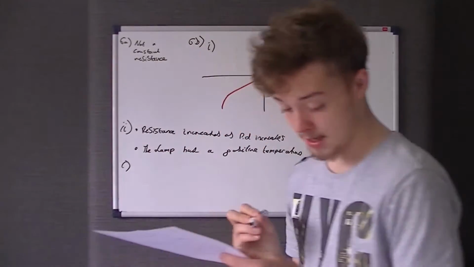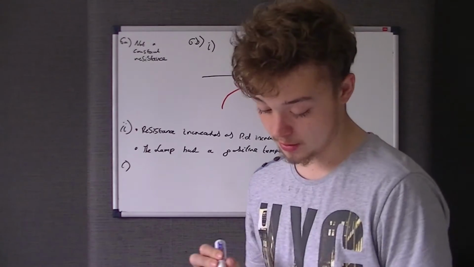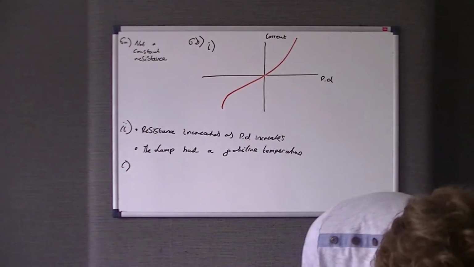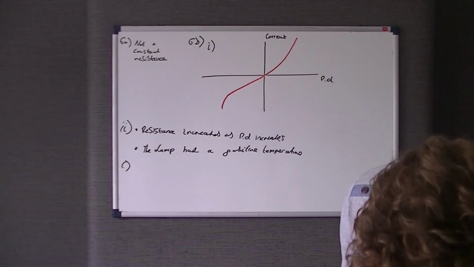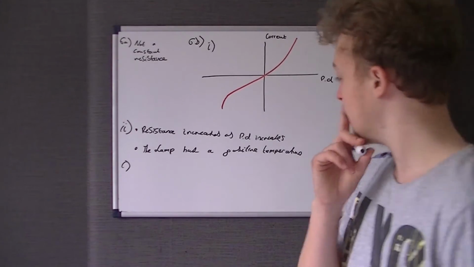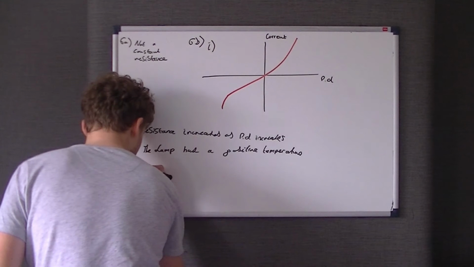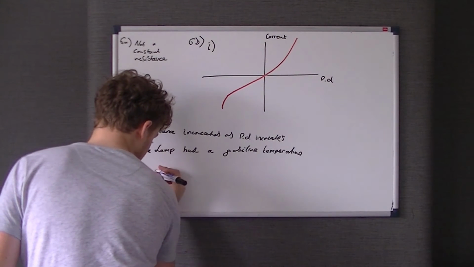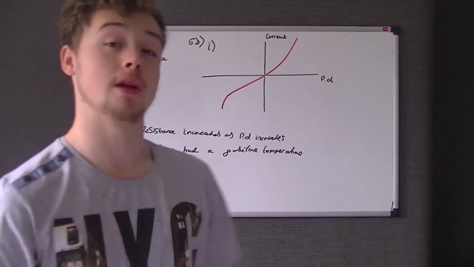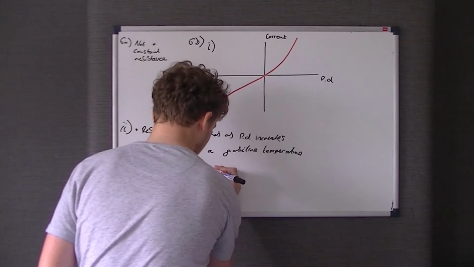So 6c says a filament lamp has a power rating of 36 watts when there is a potential difference across its terminals of 12 volts. So it's asking us to calculate the resistance of the filament lamp when the potential difference across its terminals is 12 volts. Okay, so we just write down everything we know so far. We're told that the power of the lamp is 36 watts, so that's equal to the power. We know that the potential difference, okay, so PD, is equal to 12 volts.